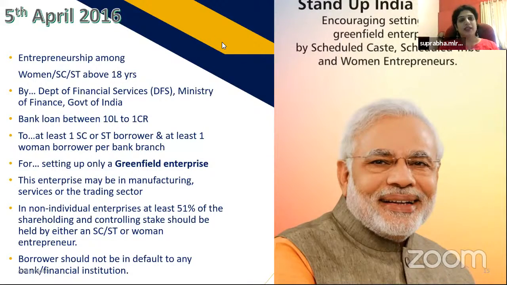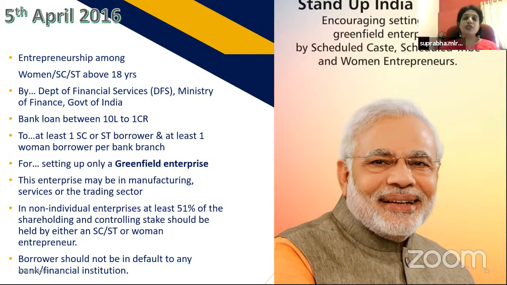We saw who is in charge of it, to whom the loan is given, how much the loan is given, per branch, how much they have the eligibility to give the loan. It is for starting up what kind of enterprise. This greenfield can be into manufacturing, service, or trading. If a non-individual approaches, then what is the condition? And a borrower should not be a defaulter to any bank. So this was about the Stand Up India scheme.